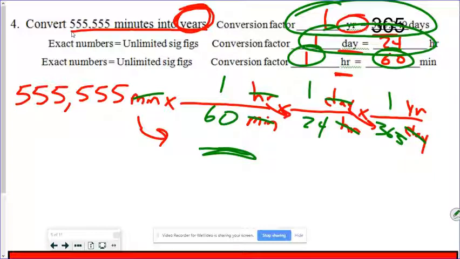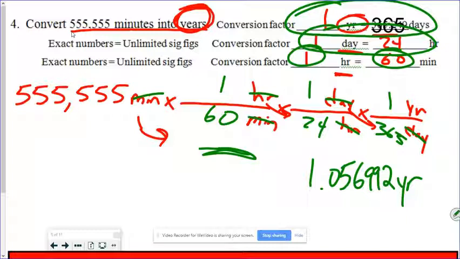Punch that all into your calculator. See if you do get the correct answer. And the correct answer is 1.056992 years. Again, we're not going to pay too much attention to sig figs. We will go over those more as time goes on.